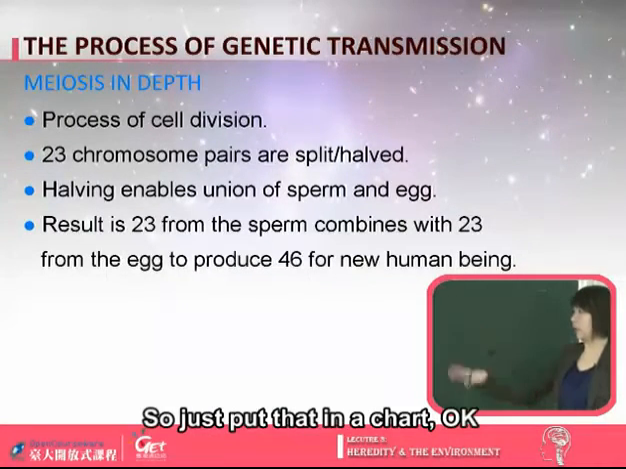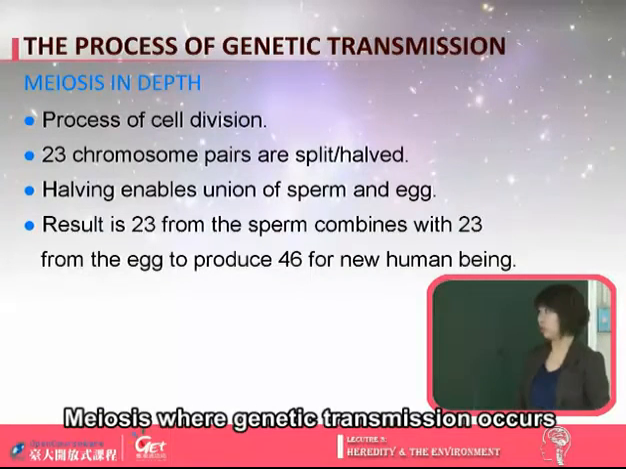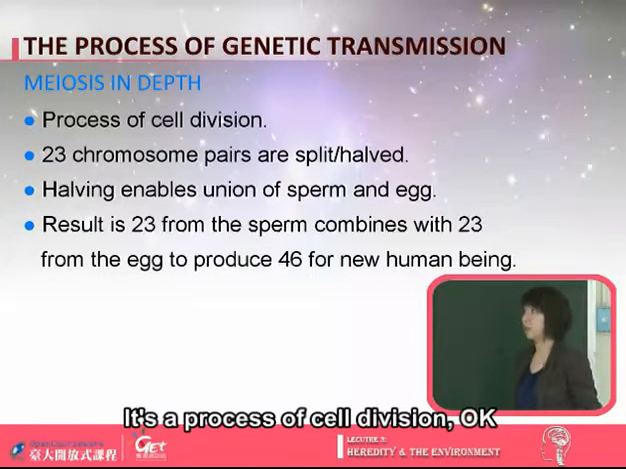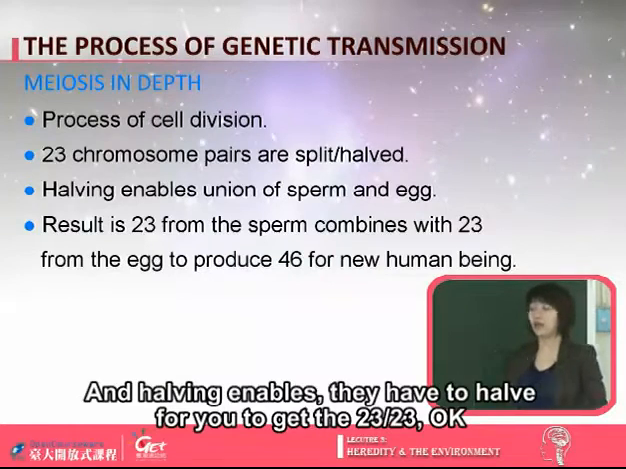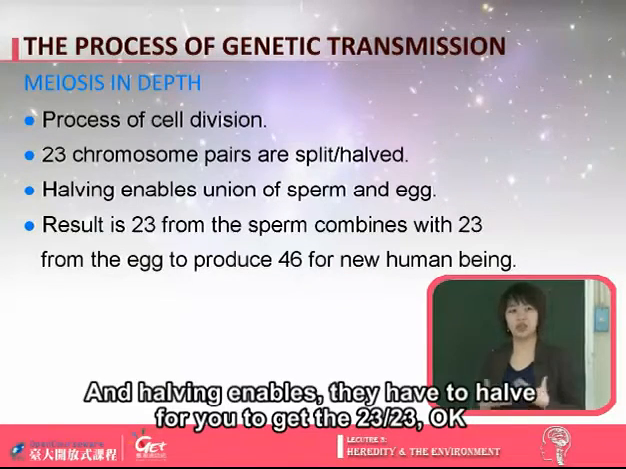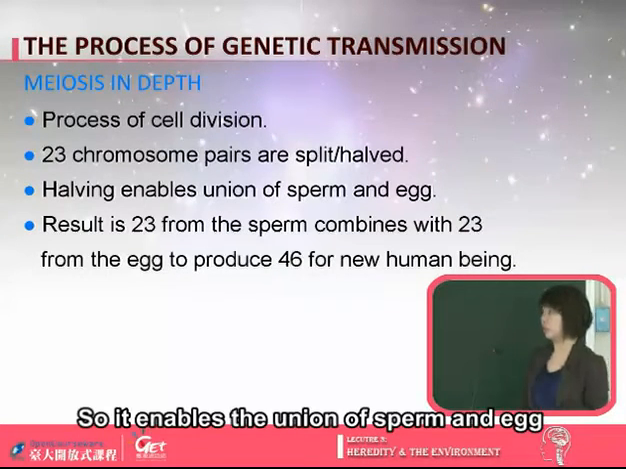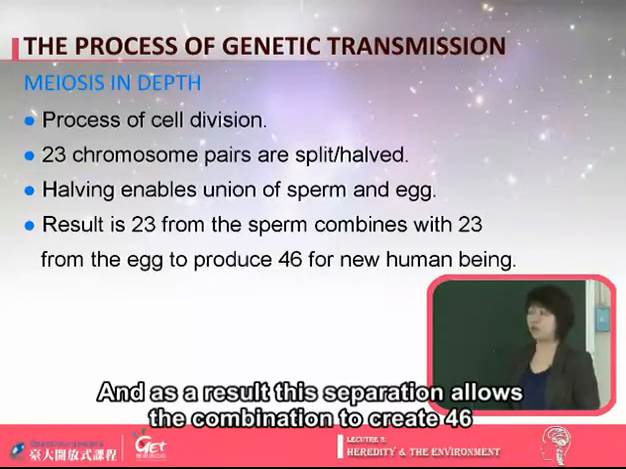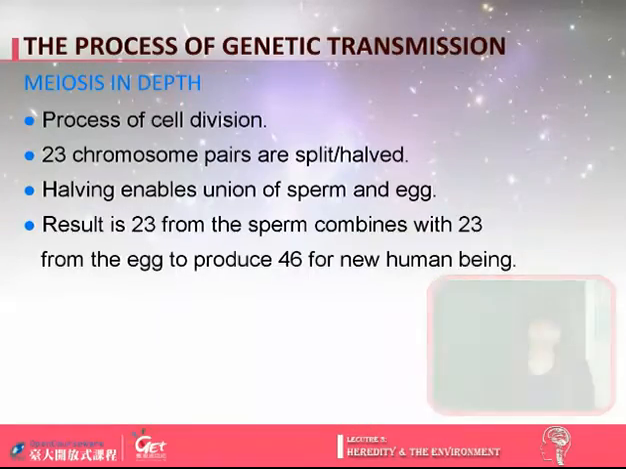So just to put that in a chart, okay, meiosis, where genetic transmission occurs, is a process of cell division. Okay, 23 chromosome pairs are split or halved, and the halving is necessary for you to get the 23-23. So it enables the union of the sperm and egg, and as a result, this separation allows the combination to create 46 for the new human being.